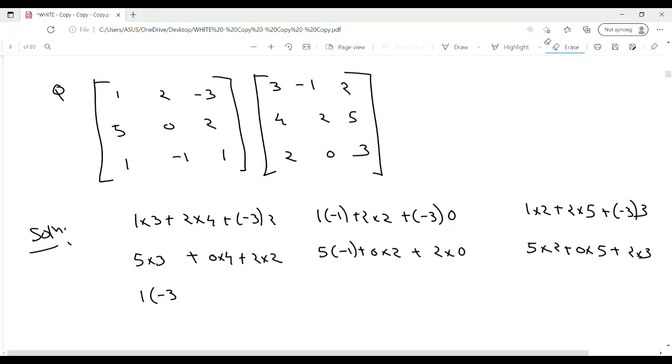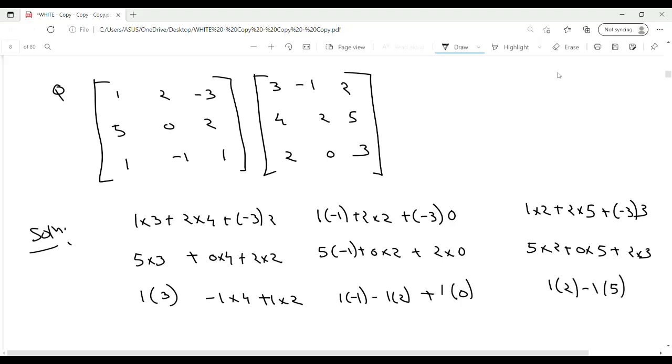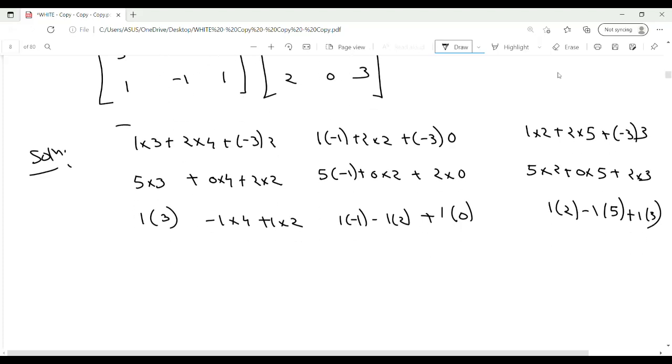I have mistakenly written minus 3, it will be only 3. Then 1 into 3, and then minus 1 into 4 plus 1 into 2, and then we will be multiplying 1 into minus 1 plus 1 into 2 plus, not plus 1, it will be minus 1, minus 1 into 2, and then plus 1 into 0, 1 into 2 minus 1 into 5, and plus 1 into 3, and now we just have to simplify it.